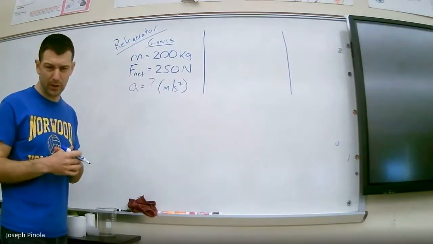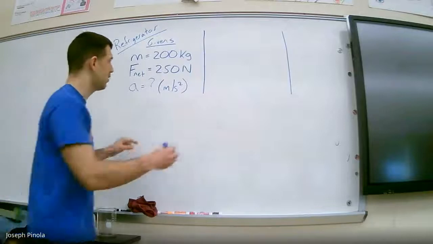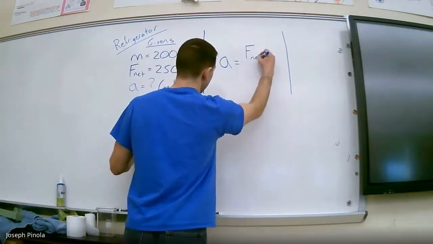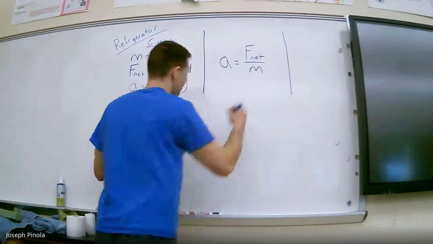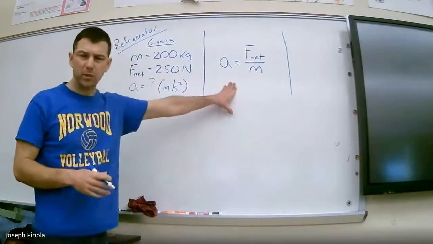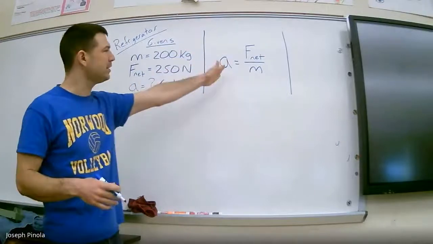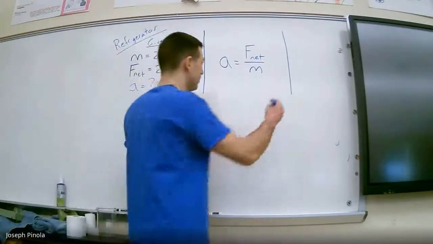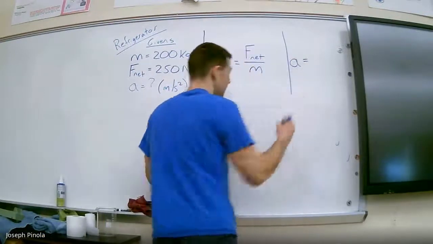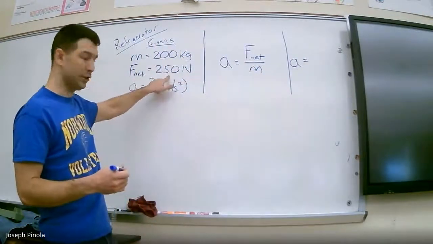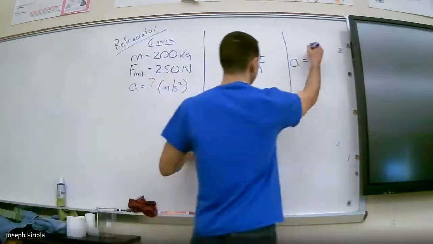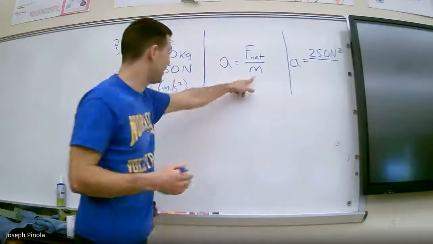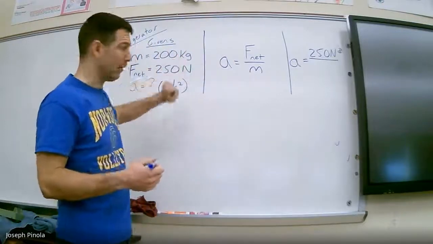So let's now go to our calculation. We're going to use the equation that I showed you earlier. A equals F net divided by M. And I don't need to reorganize this at all. It's already solved for A. So all I have to do is plug in some numbers. I will do that. A is equal to the net force of 250 newtons divided by the mass of 200 kilograms.